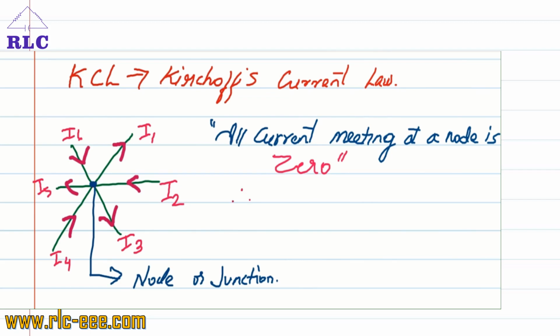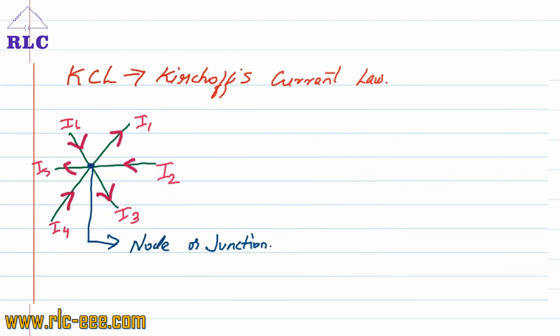Therefore, we can also state that the sum of all the currents, sum meaning addition, meeting at a point or a junction or node is 0. This is also a statement of KCL, Kirchhoff's current law. So the sum of all the currents meeting at a point is 0, correct?